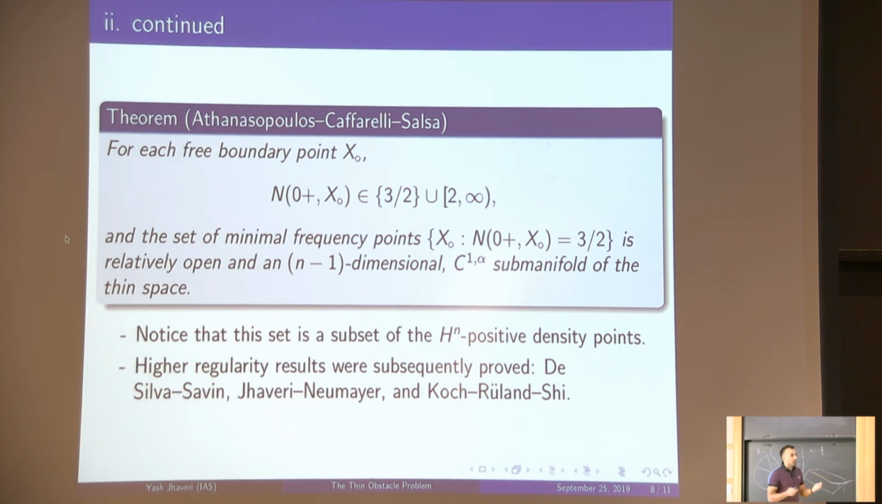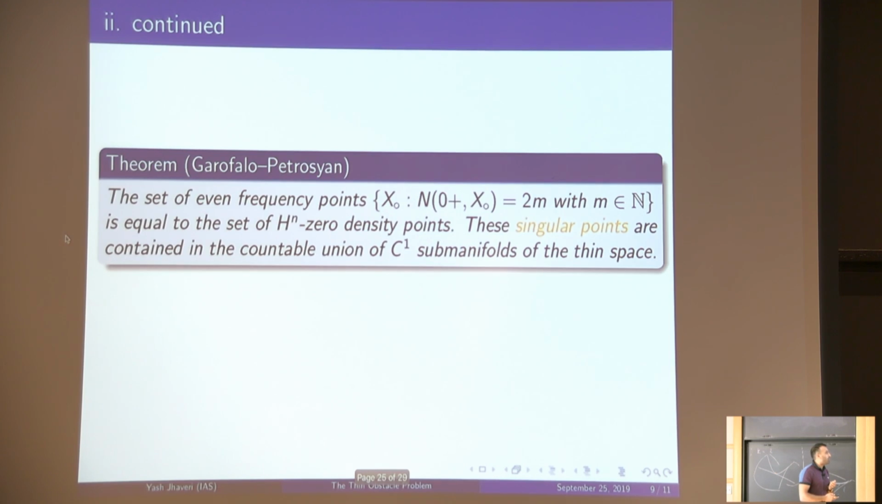So you're saying, okay, great, so we've got some semblance of what's going on here, but what's next? It turns out that just after that paper, another paper was put out, which studies the even frequency points, which I know exist based on this example, or that family of examples. And it turns out that these are precisely the zero density points. There's nothing else. If I have a zero density point, it has to have an even frequency, and if I have an even frequency, it has to be a zero density point. In the literature, these are called singular points, and in this paper by Figalli and Serra, they're able to prove that this set is contained in a countable union of C^1 submanifolds.